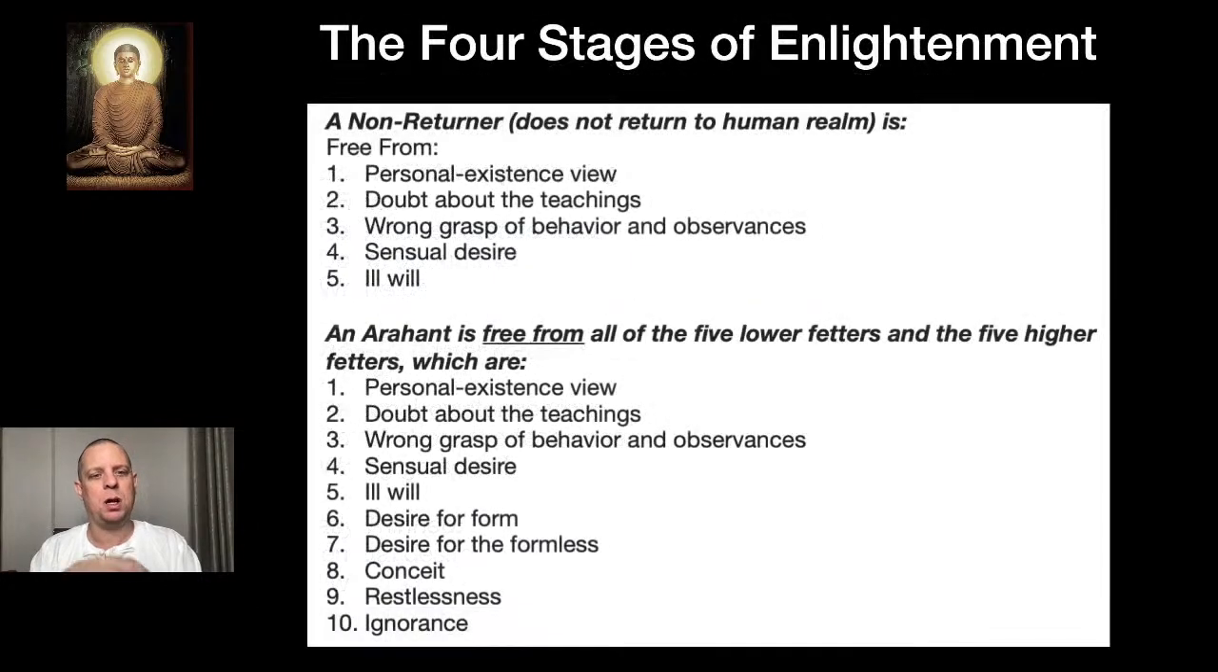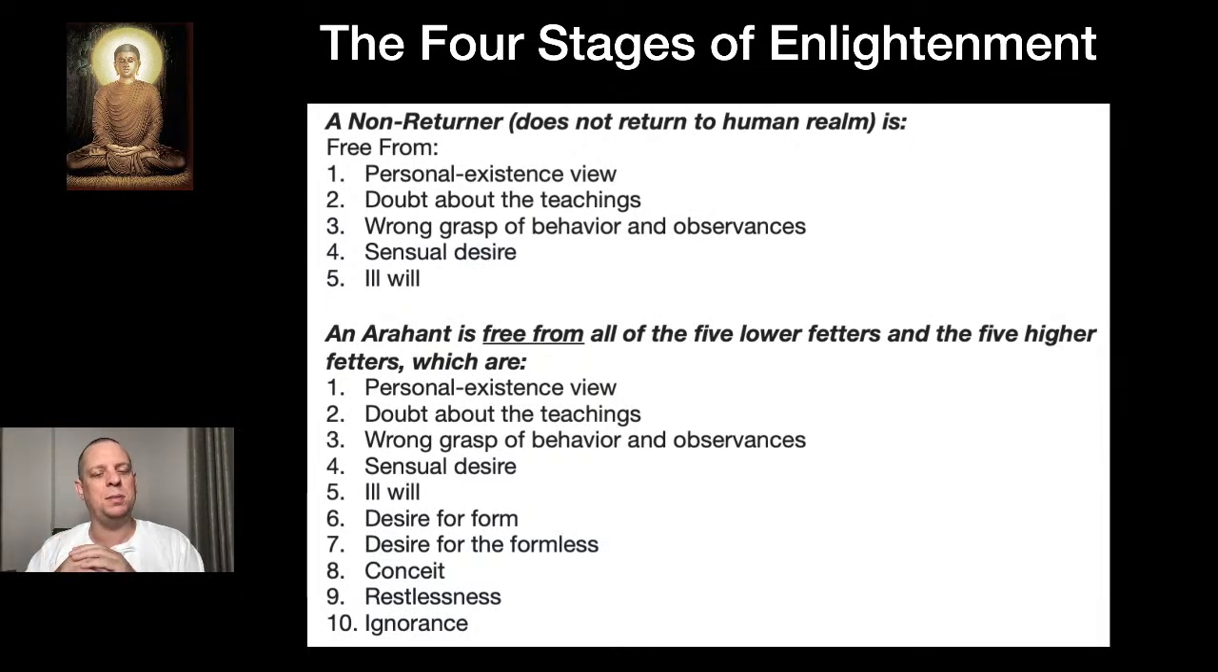Okay, so let's talk about the next two stages. The next stage is called a non-returner. This is someone who doesn't come back to the human realm, but if you die in this stage of enlightenment, you will be reborn into the heavenly realm. But remember, the heavenly realm isn't the final goal. It's not the ultimate goal. There's still existence in the cycle of rebirth. The goal is not to attain the stage of non-returner and be reborn in heaven, but instead to attain enlightenment as an arahant.